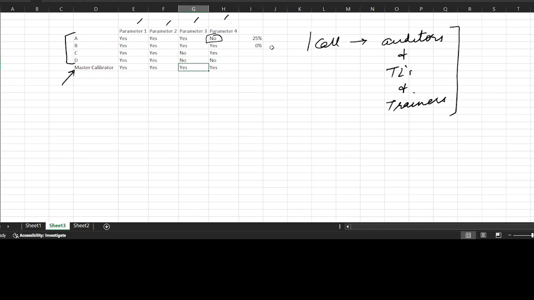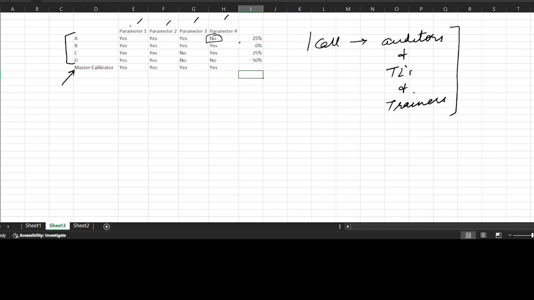If I say that here there are two no's, right? So let's calculate the variance for B. In B there are two no's and hence the answers don't match on two parameters. So 2 divided by 4 and its percentage is 50%. For participant C, again it's just one parameter that he is not agreeing to. So 1 divided by 4, that is 25%.